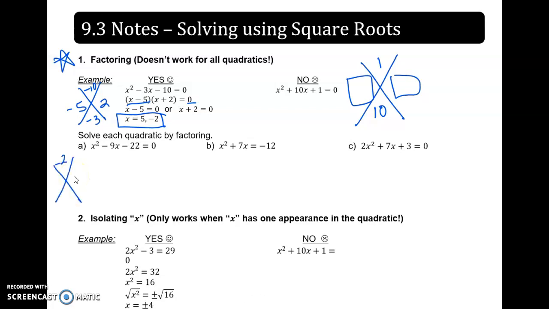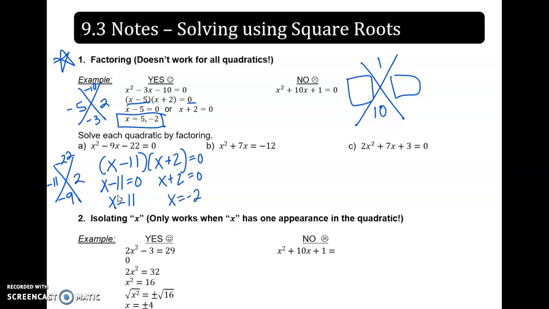So what multiplies to negative 22 and adds to negative 9? Well, that's going to be negative 11 and positive 2. So this is x minus 11 and x plus 2 equals 0. When you solve, you have x minus 11 equals 0, so x is positive 11. And x plus 2 equals 0, which means x is negative 2. So remember, we have two answers most of the time when we solve via factoring.